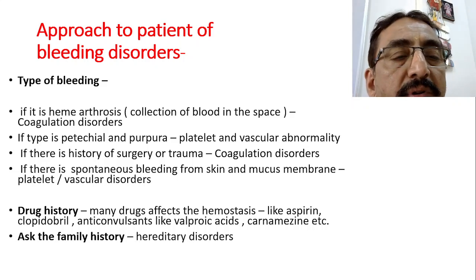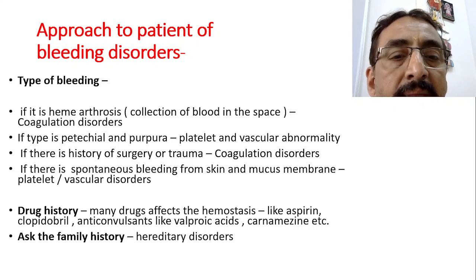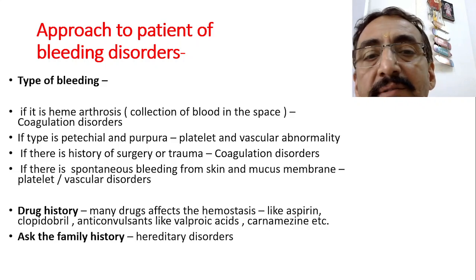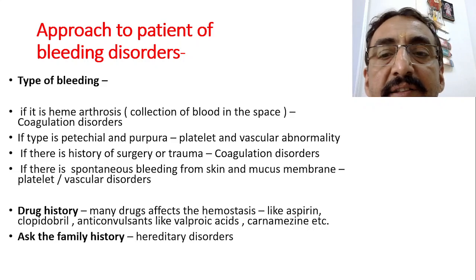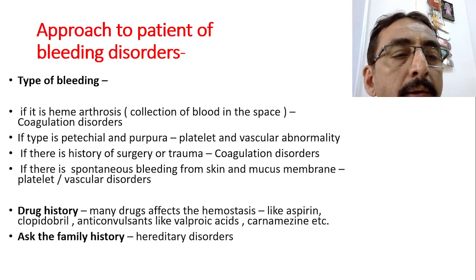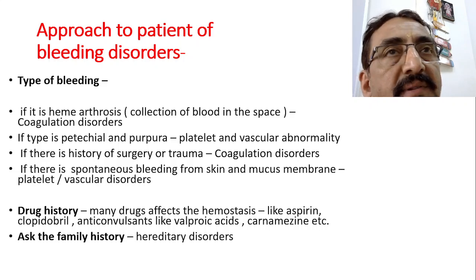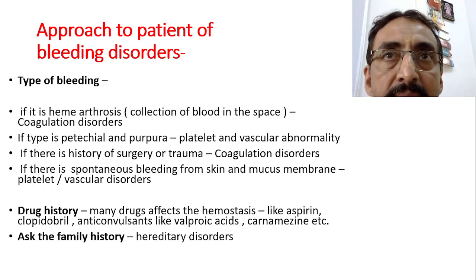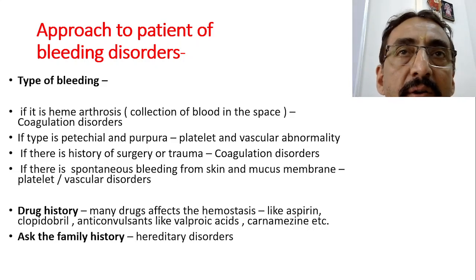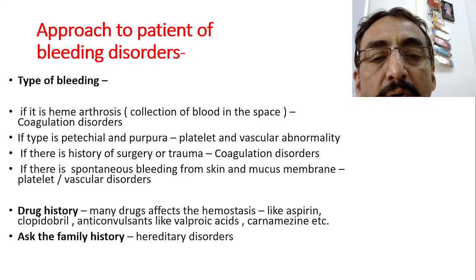Now another approach is the drug history. You have to take the drug history, which is very important in case of coagulation and bleeding problems, because many drugs affect hemostasis. Hemostasis-affecting drugs include, for example, aspirin, clopidogrel, and anticonvulsant drugs like valproic acid, carbamazepine, etc. They are known to disrupt the hemostatic mechanism. So if the patient is taking these drugs for a long time, there may be a chance of bleeding from different parts of the body.